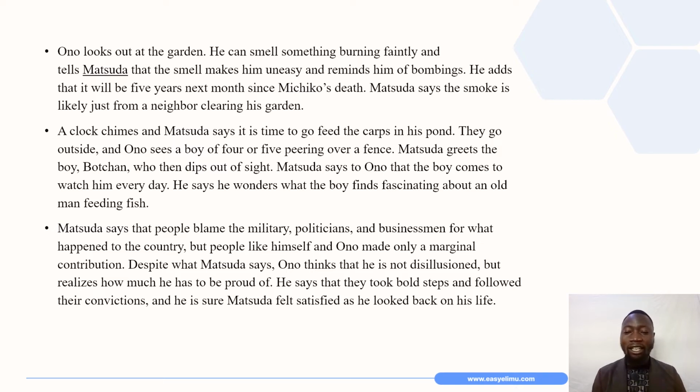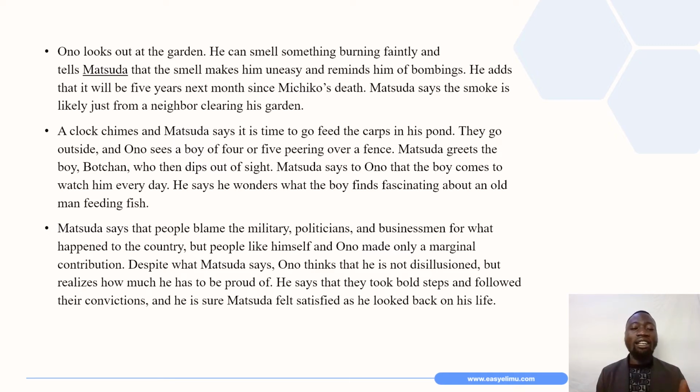Then later on, I remember he says that the boy is surprised on this specific day because now there are two old men who are feeding fish. So Masuda says that people blame the military, politicians, and businessmen for what happened to the country, but people like himself and Ono made only a marginal contribution.